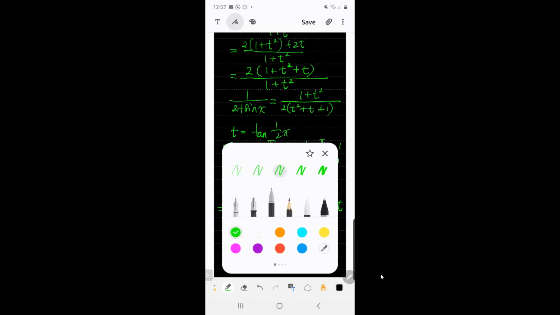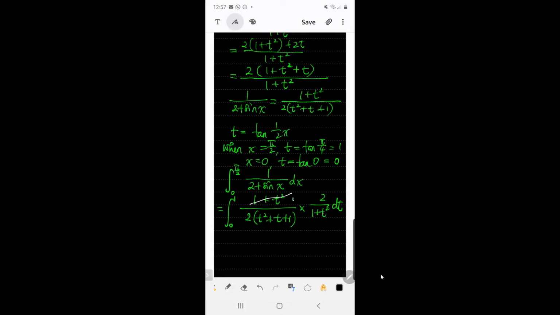And what do you observe? You can observe that the 1 plus t squared cancels out with this 1 plus t squared, and the 2 cancels out with the 2 nicely. Therefore, the result you are going to get is the integral of 1 over t squared plus t plus 1 dt from 0 to 1. Now, the next question is, how shall we proceed with this integral? Any idea? Can anyone suggest the method?